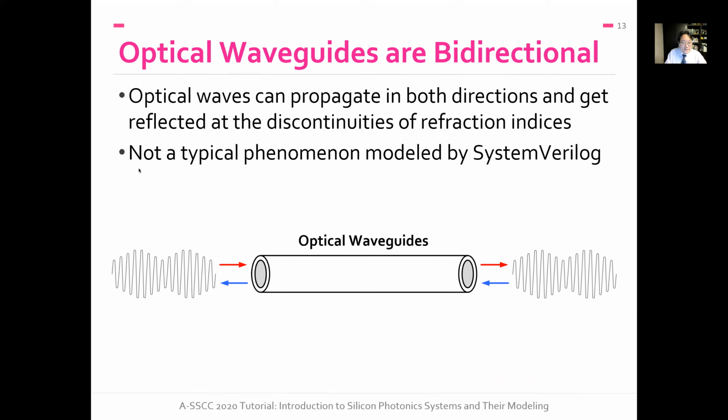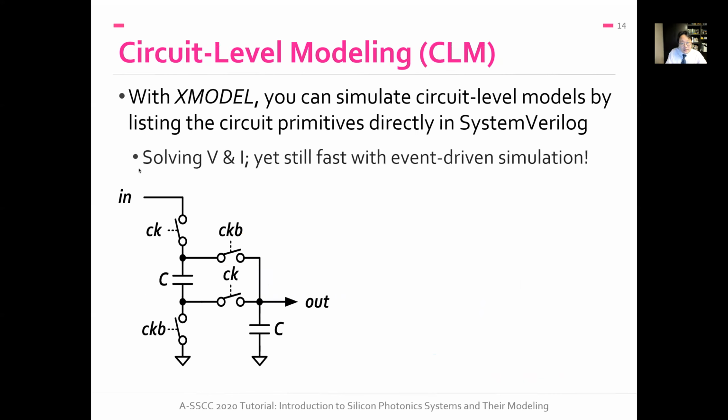So how do you do this? Well, luckily, XMODEL has a capability of modeling circuits. So it can simulate a system that has a notion of voltage and currents. And you can do so easily by just expressing the circuits directly using what's called circuit primitives. For instance, let's say you have a circuit that's made of a set of switches and capacitors.